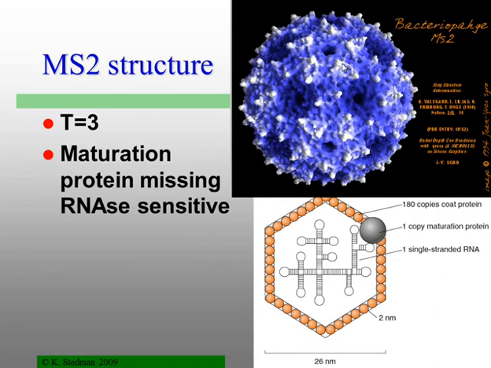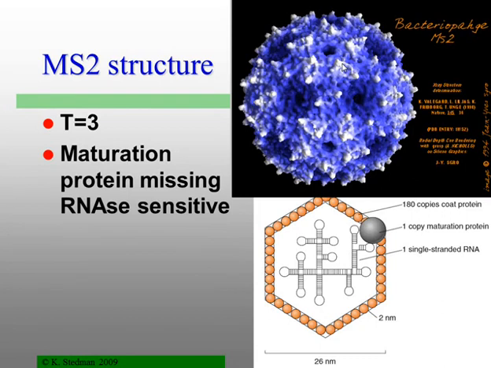So T equals 3, icosahedral particle. What does that mean in terms of the number of copies of your coat protein? Just one coat protein. T equals 3. T times what? Gives you 180 copies. So it's 180 copies. 1 copy of the maturation protein as far as we can tell. And that means it's actually probably not exactly 180 copies because it's not going to fit in here properly.